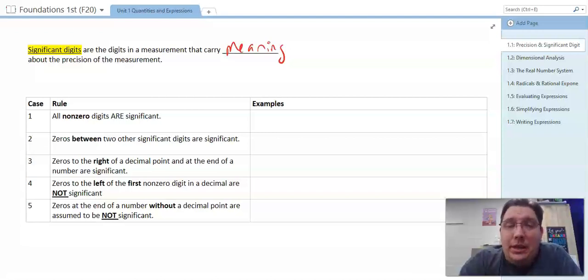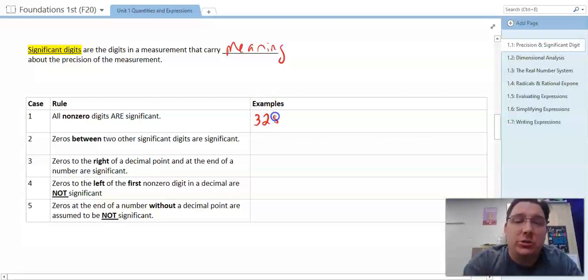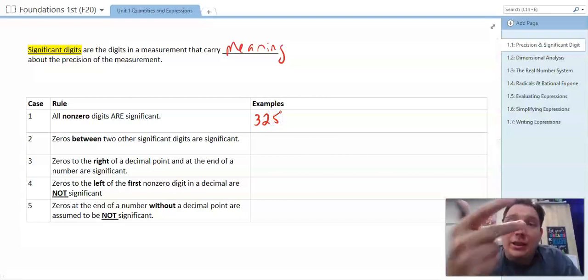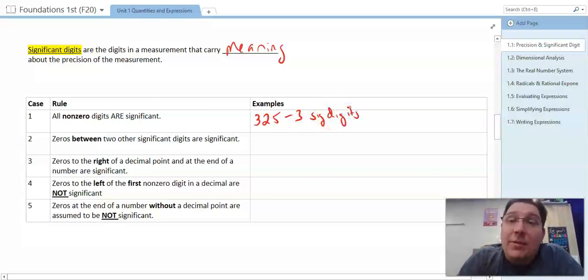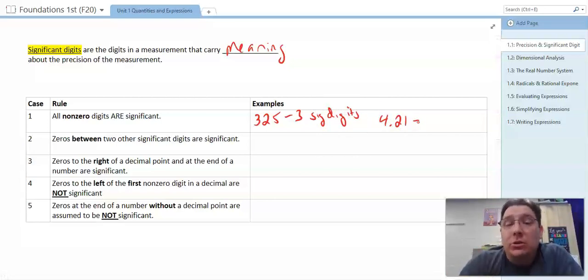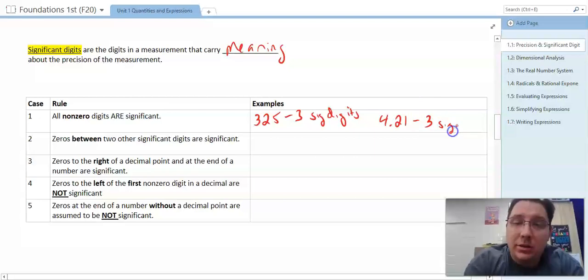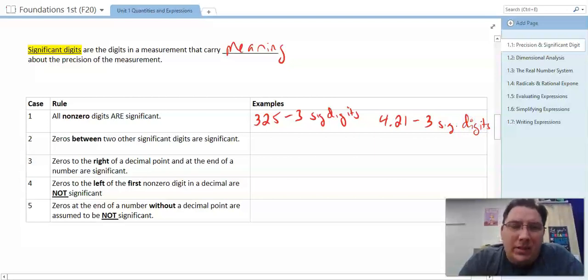So case 1 is that all non-zero digits are significant. So if I have the number 325, how many significant digits does it have? Well, the 3, the 2, and the 5 are all significant, and so this would have 3 significant digits. Okay? If I had the number 4.21, again, all non-zero digits are significant. So how many digits are significant? Again, it is 3. So this has 3 significant digits.